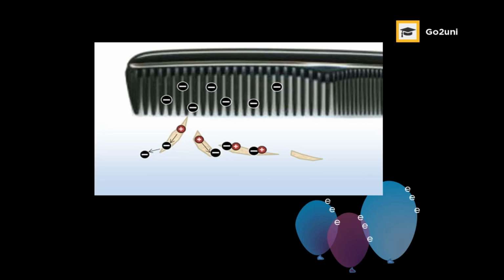As you can see displayed on the screen, when the comb goes through the hair, it actually acquires this electric charge. That is, electrons surround the comb as negative charges. And then when pieces of paper are brought close to the comb, we see that the paper gets attracted to the comb. And that is actually what we refer to as static electricity.